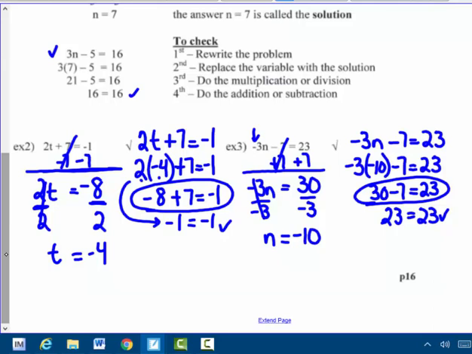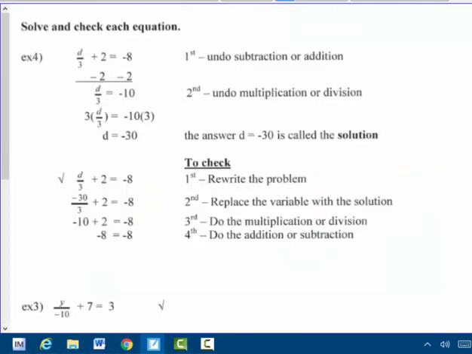23 equals 23. Yippee! Right answer. Wow! Voila! I got it right. Whatever you want to call your little check mark, call it something so you remember to put it on the paper. Go to the next page.